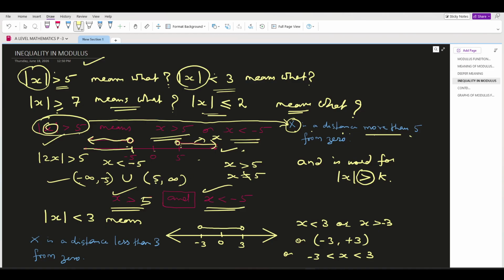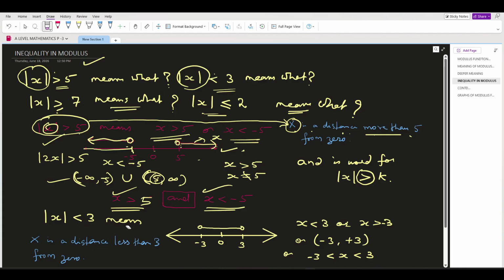Okay. But remember this 5 and minus 5 are not included. And that is why I have put a curved bracket over here. If it is included, you have to put a rectangular bracket. But it is not included. Right. So that is the meaning of modulus of x greater than 5. Now let us try to understand what is the meaning of modulus of x less than 3.